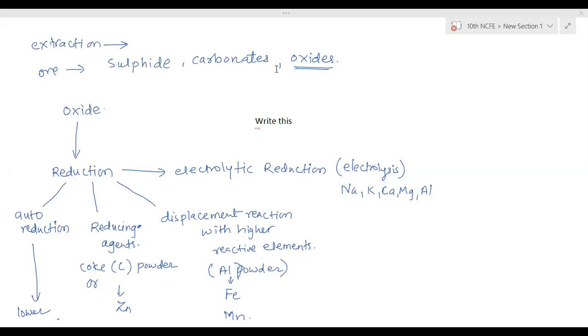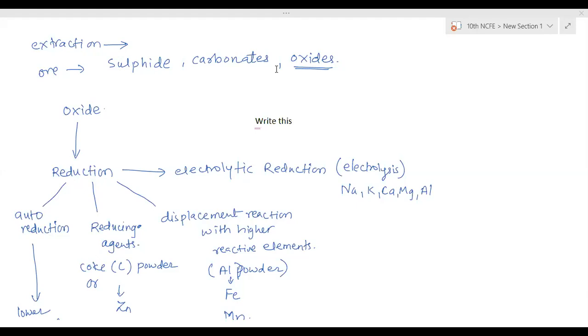So this is one method, if the oxides are present, if any ore is present in the form of oxide, the method of extraction is this. The main steps followed are methods of reduction. That reduction is done by auto reduction, that means heating or combining with its own ore, and the oxide will get reduced.